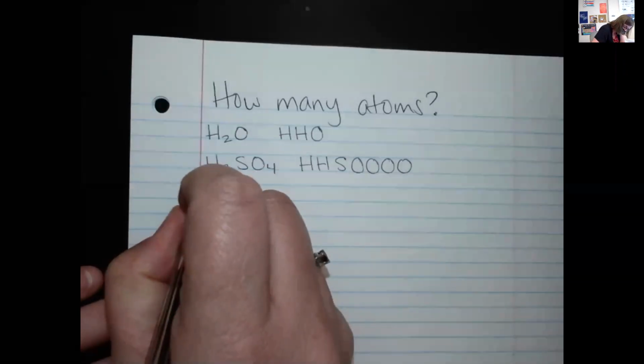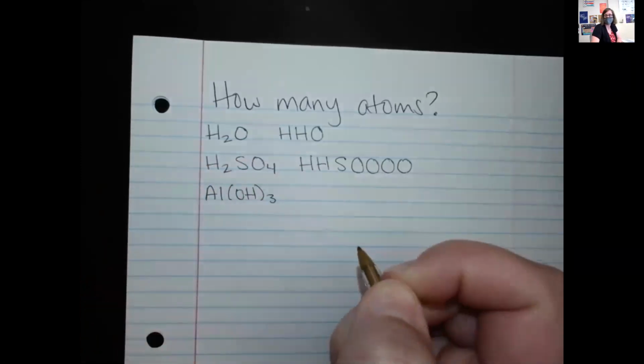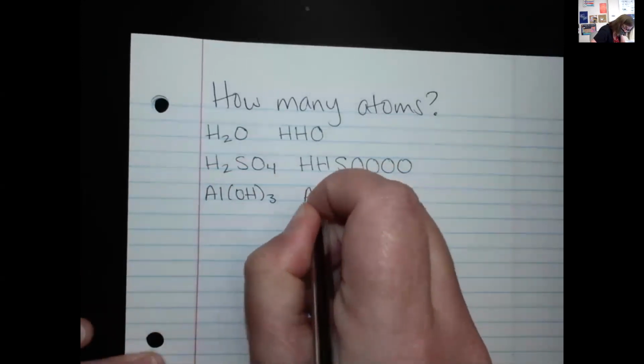So now what if I write it something different? I'm going to write Al(OH)3. So how many atoms would you have here? Write that out, don't say it. So how many aluminums? 1, because there's no number after aluminum.